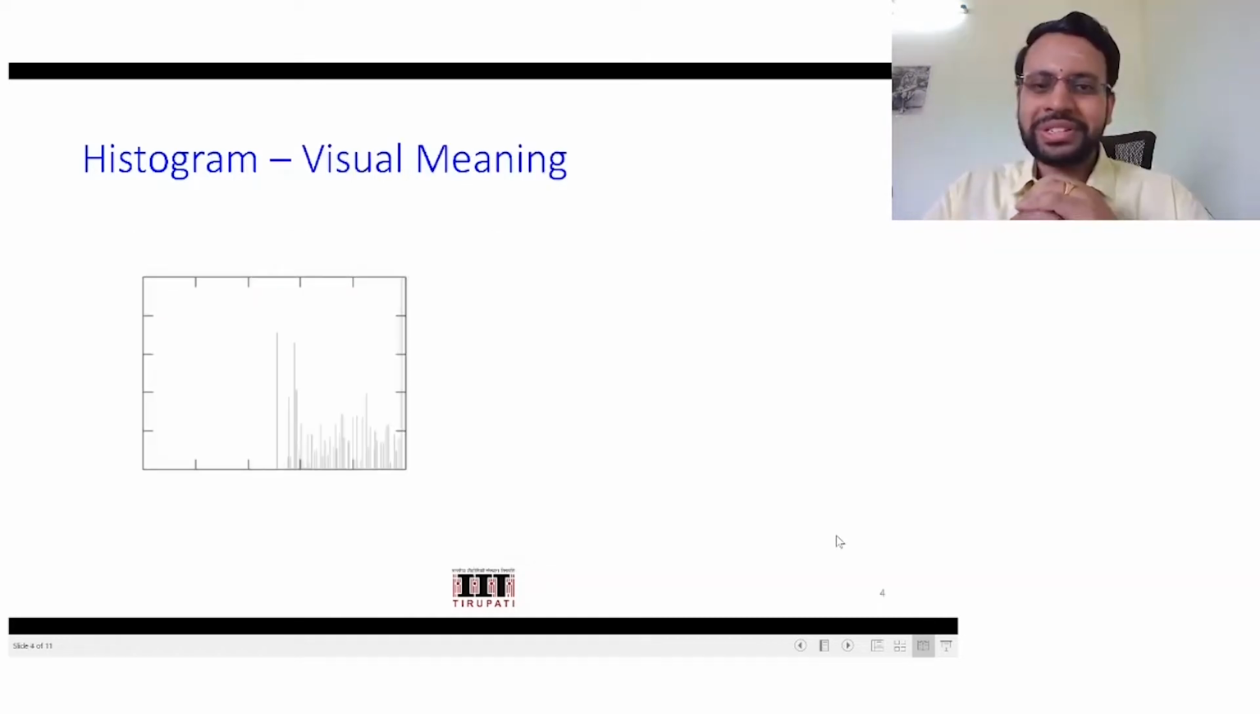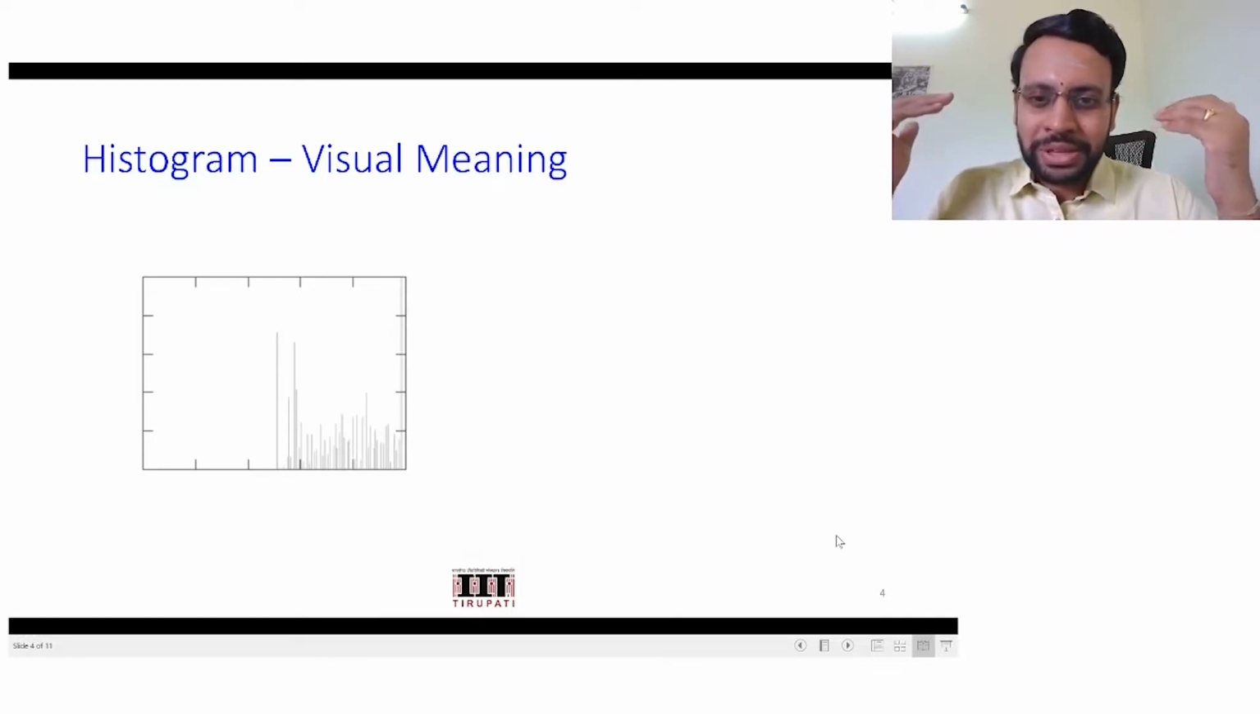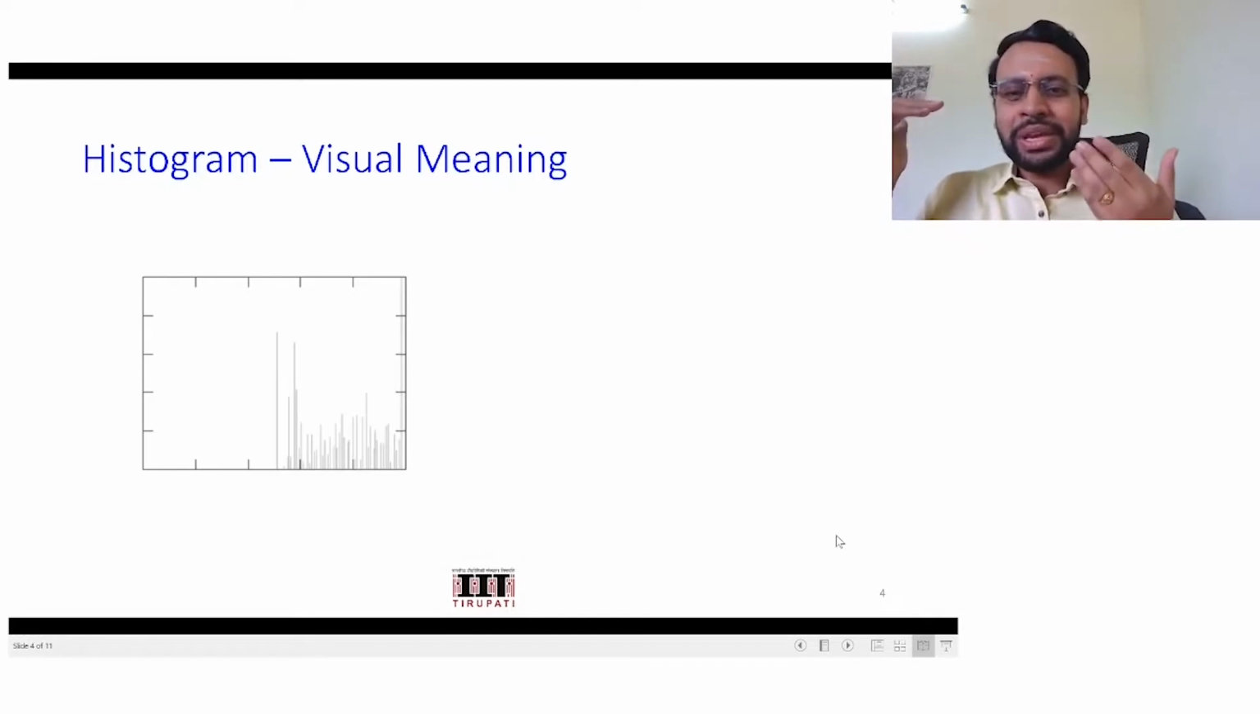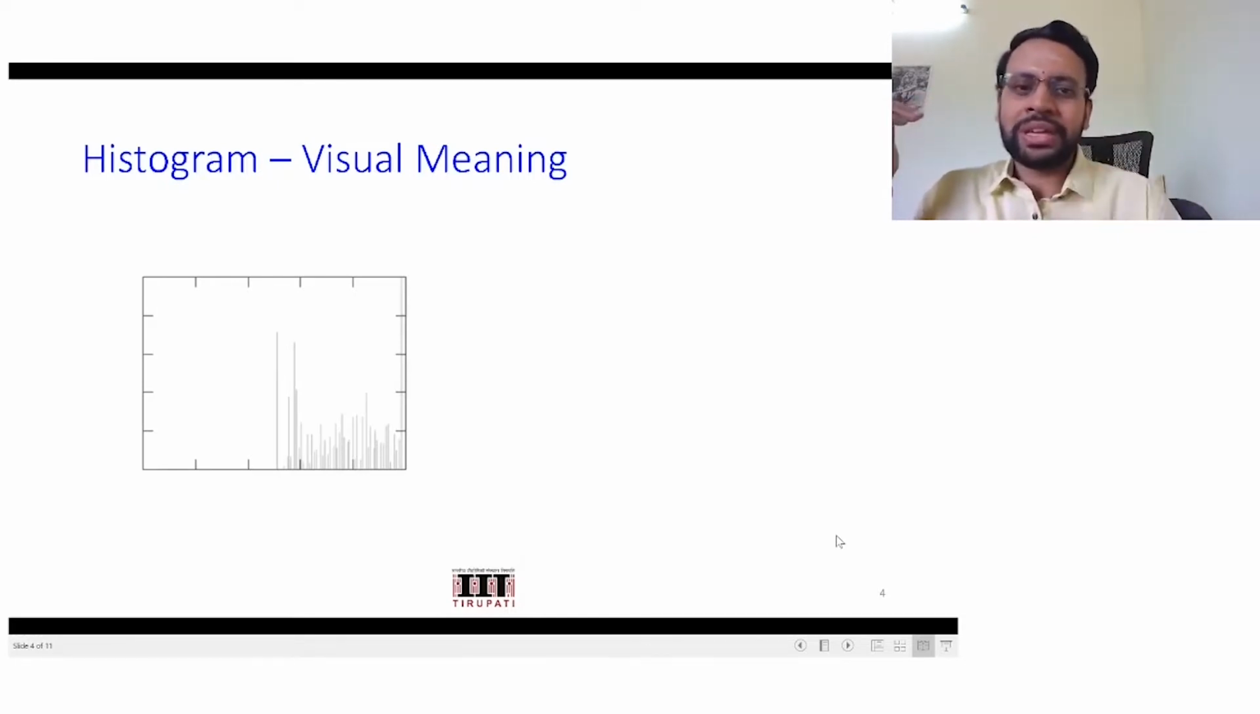As I mentioned just now, this is like a progress report of the intensities in a given image. It would be helpful if you could anticipate the nature of the image just by looking at the histogram, and also tell how the histogram would look just by looking at the image.